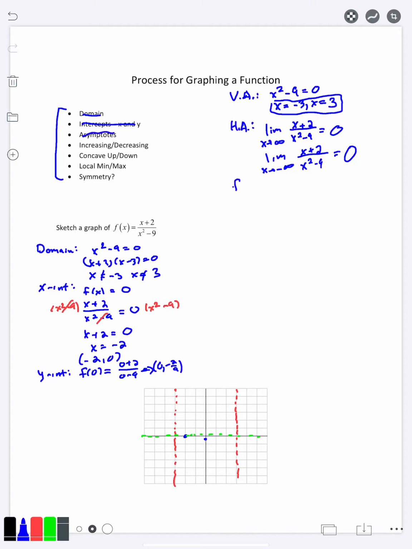Then we need to do some derivative stuff here. So let's take the derivative of this function. We're going to need the quotient rule. Derivative of the top times the bottom minus the top times the derivative of the bottom all over the bottom squared. And if we simplify some things on top here, I'm going to have a negative x squared minus 4x minus 9.